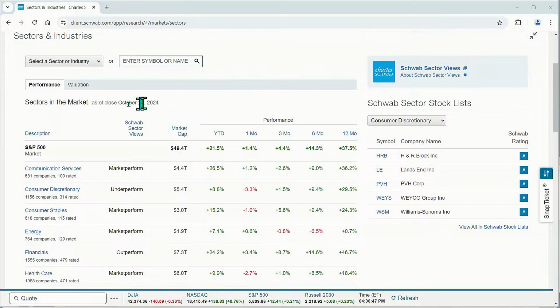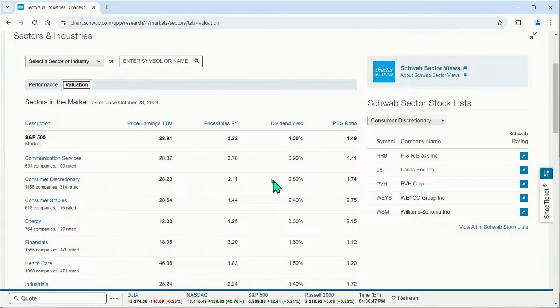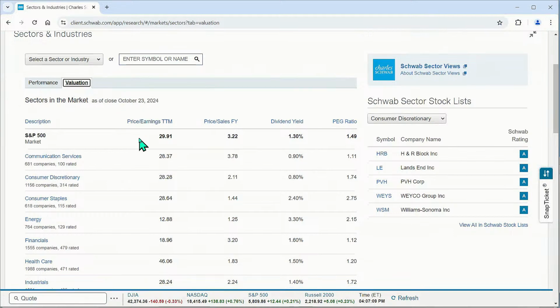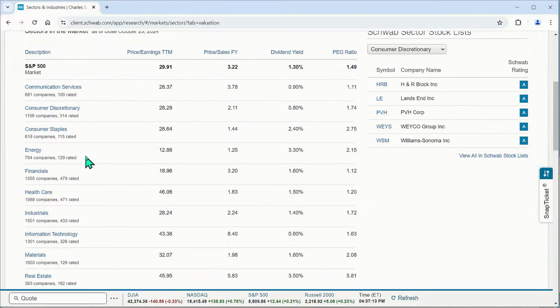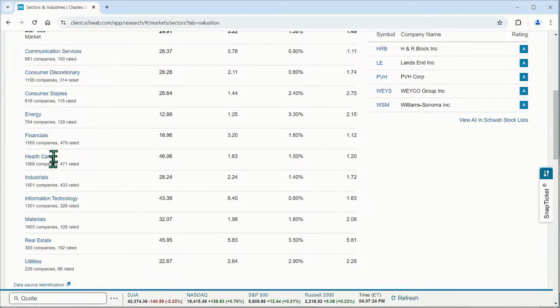But in our case, I'm going to go to valuation, this tab right here. Let's go to valuation. So here's valuation. And now instead of looking at just the technical, the price performance of the stock, we're going to look at the fundamental, the financial performance of the stock. That's our goal there. Okay, the financial performance of the stock. And so we can view it different ways. Here's price to earnings, price to sales, dividend yield, PEG ratio. But here's my sectors. And within each of these sectors, I can see the number of companies that are valued there.